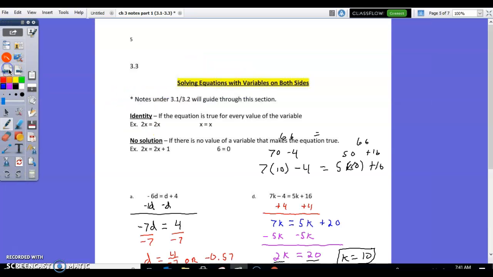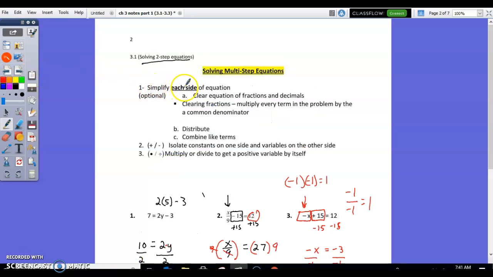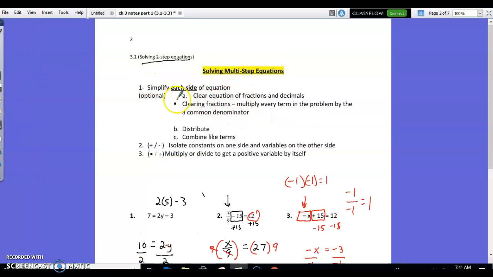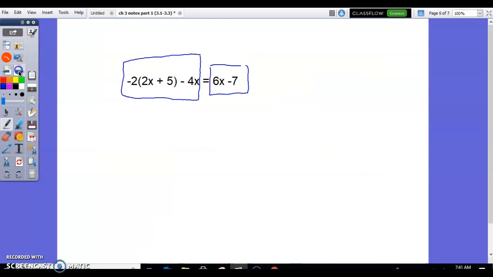So if we go back to our notes, this is why when I write the notes, simplify each side of the equation. And this is optional, clearing the fractions. Distribute, combine like terms, that's why it's a B and a C in there. Then we're going to isolate constants on one side, variables on the other, and then multiply or divide to get the variable term by itself. So this example encompasses all of that.